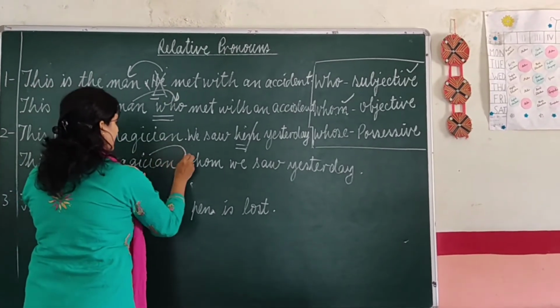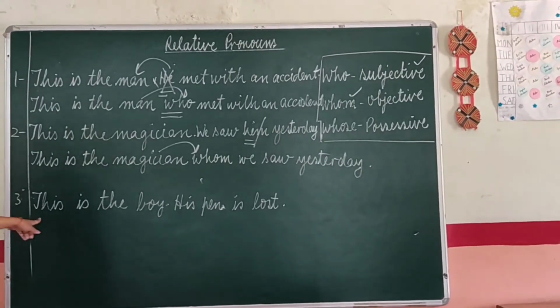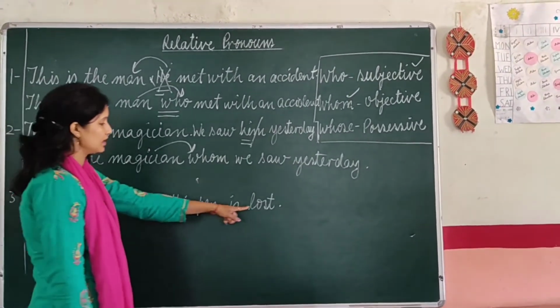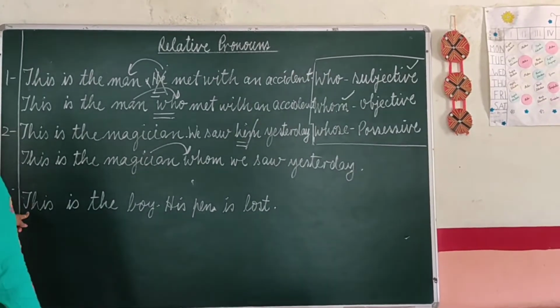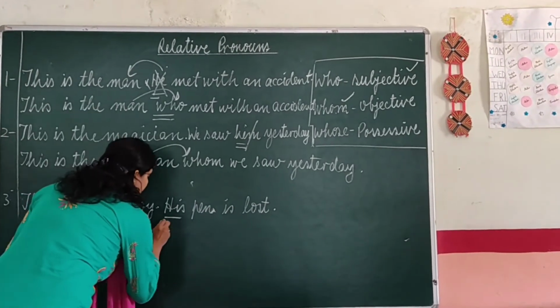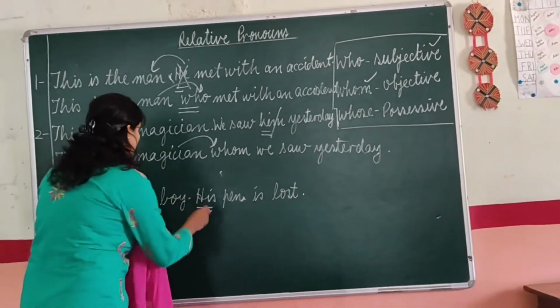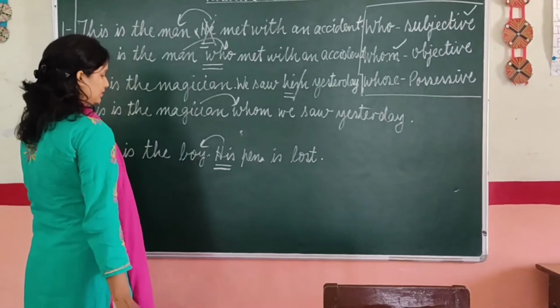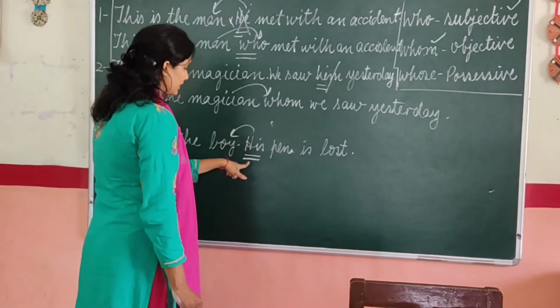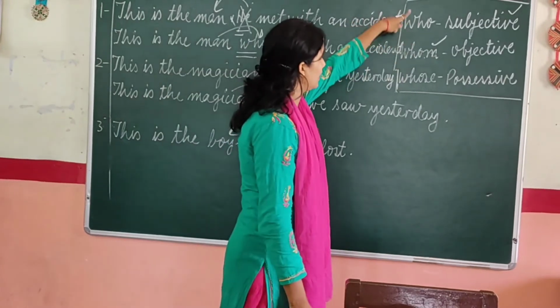Here magician, after magician we have written here. Now next, this is the boy. His pen is lost. You can see this is the boy. His pen is lost. His is used in its possessive form, and his is used for boy. Whose pen? Boy's pen. It means this is the repeated one, and we can remove it and we have to write one among these three.